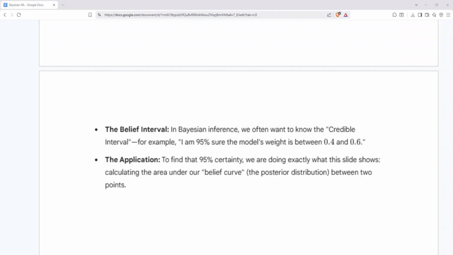So if you connect the previous note and this note together, the previous note showed us the height of the curve, that is the density. This note tells us that the height alone is not enough. Width and area together give us the probability. And in calculus, we call that an integral. But intuitively, it's just how much of the total space is shaded.